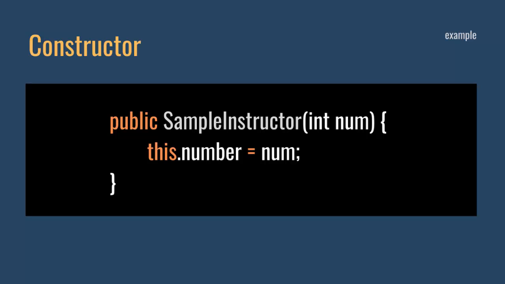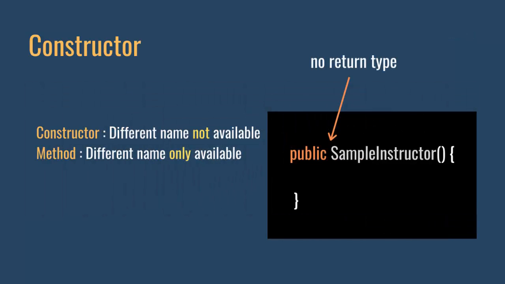Also, you can see the this keyword in this constructor. The word this refers to the current object in the method or constructor. The current object means the object whose constructor or method is being called. The word this can be used as a reference to any member of the current object from within an instance method or constructor.